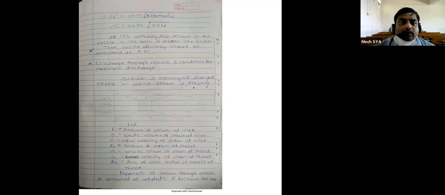Now we have to calculate. So this also you write down. If 15% of the enthalpy drop occurs in the nozzle in the form of losses, then nozzle efficiency should be considered as 0.85. If it is 20%, we have to consider it as 0.80. So it is 1 minus the losses, or sometimes they will directly give the nozzle efficiency as 0.85, 0.90, 0.80. Generally, nozzle efficiency is 0.85.